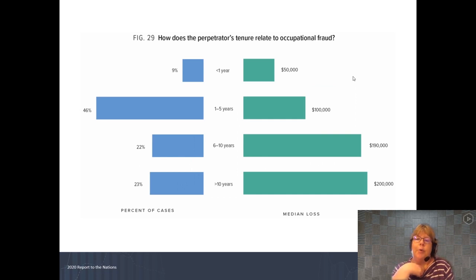So this is how long has the perpetrator been at the company? A very small number of cases are for individuals at the company less than a year. The majority are for individuals there from 1 to 5 years, and that makes sense. You need a little time to determine what the opportunity is in order to be able to commit a fraud. So that's at 46%. And then it's about even between 6 to 10 and greater than 10. Sometimes the larger ones are more financial statement fraud, who've been there the longer, or they're moving up to a management position, which sometimes does create more opportunity.